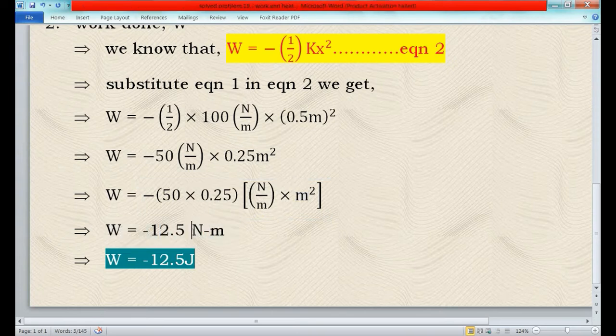Here Newton meter is joule. So W is equal to minus 12.5 joule. So work done in stretching the linear spring from 1.5 meter to 2 meter is minus 12.5 joule. So this brings an end to the explanation of this problem.